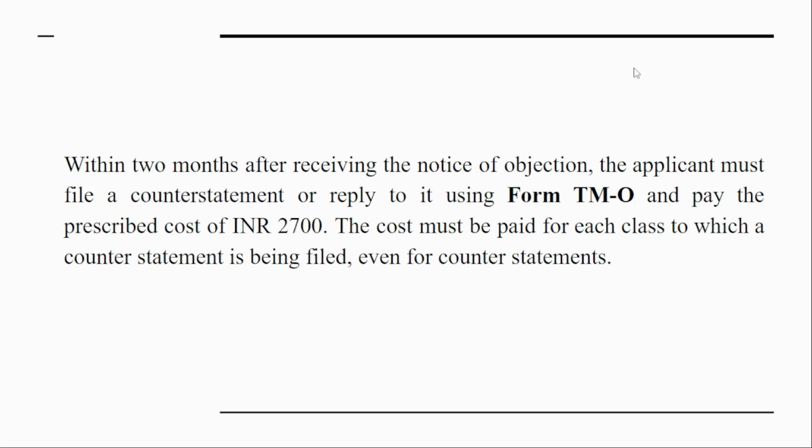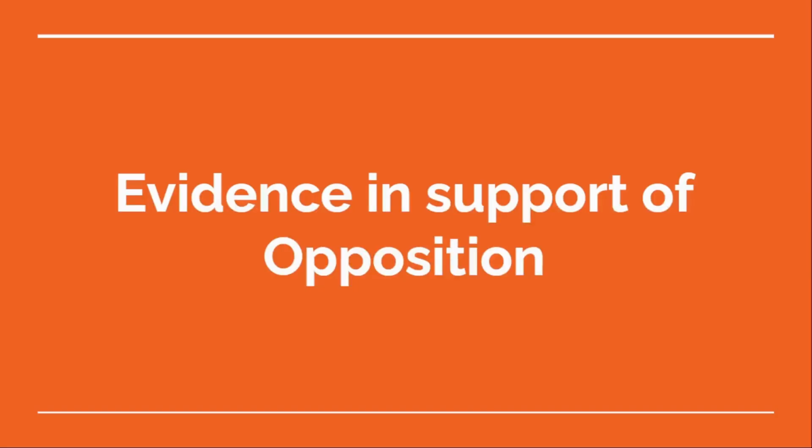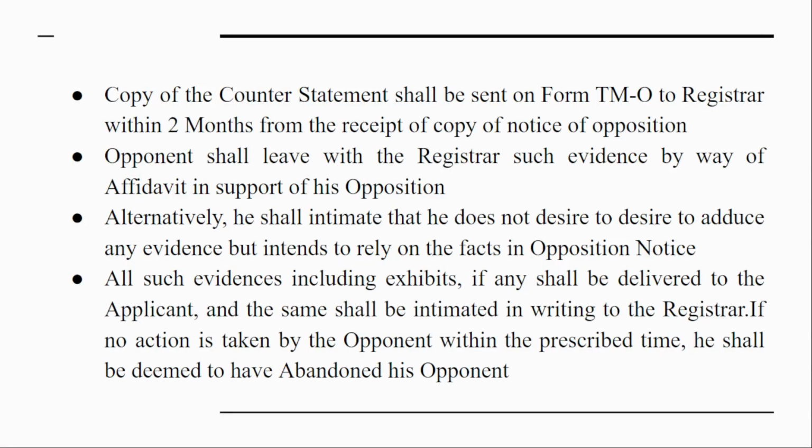Now moving with the next topic of discussion, that is the evidence in support of opposition, which comes under Rule 45 of the Trademark Rules 2017. Here we see that the opposing party has 2 months following the receipt of the counter statement to present the supporting evidence through an affidavit under Rule 45. This evidence, along with the exhibits, must be submitted to the registrar and a copy shared with the applicant.